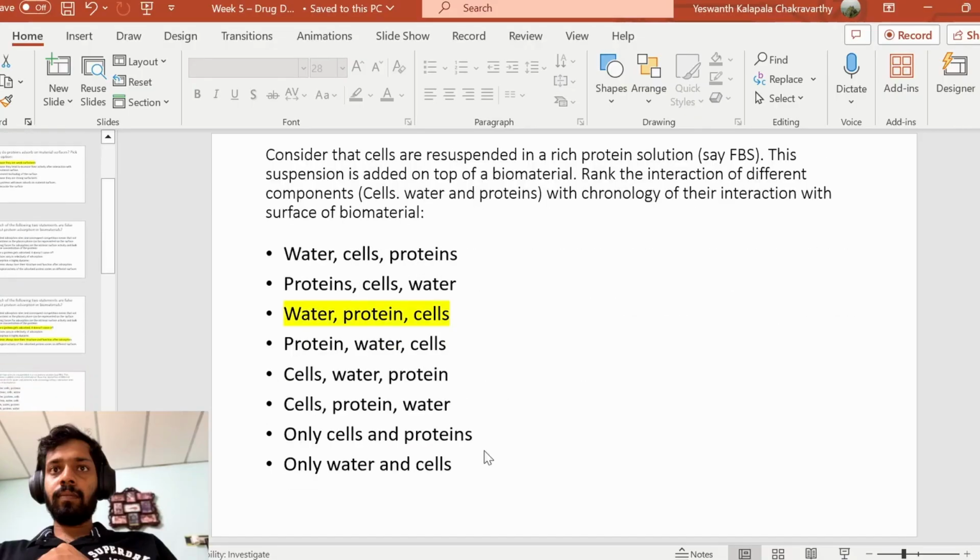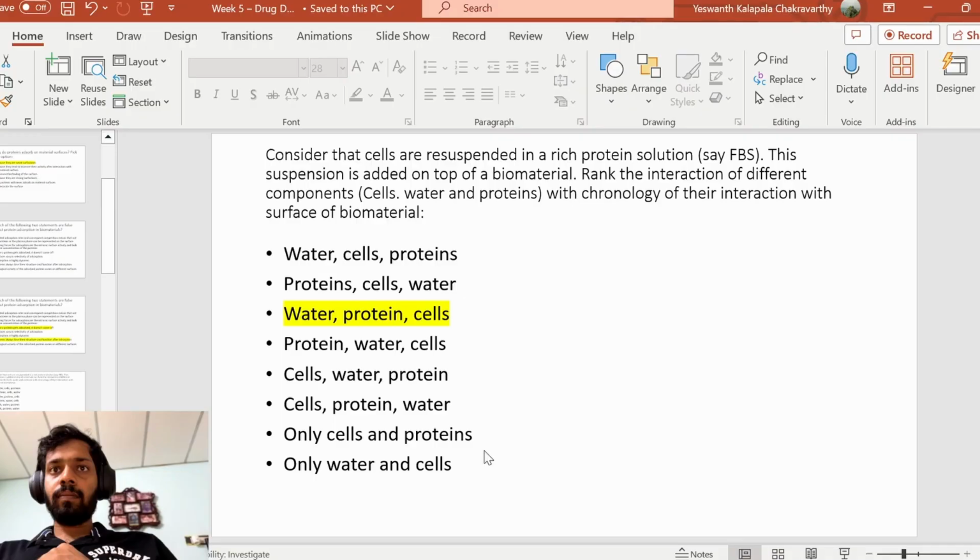Okay, so the next question is: consider that cells are suspended in a rich protein solution, say a solution like fetal bovine serum. This suspension is added on top of a biomaterial. What they're asking us to do is rank the interaction of different components with this biomaterial surface based on the chronology of their interactions. Which one would start interacting first with the biomaterial, which is next, and ultimately, what would be the last entity to interact with the biomaterial?